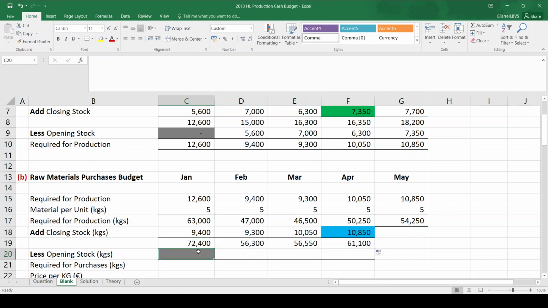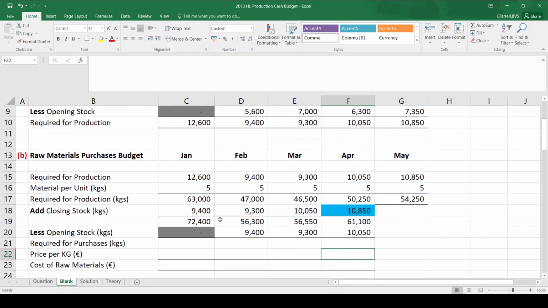And for the same reason as in part A, there is no opening stock coming forward from December, so that's going to be 0. And my opening stock in February is simply my closing stock in January. And that's going to be the same the whole way across. So required for purchases then is going to be my 72,400 less the opening stock, and again, I'm just going to simply take away the opening stock the whole way across. So that's what I need to purchase in kgs of this material X each month.